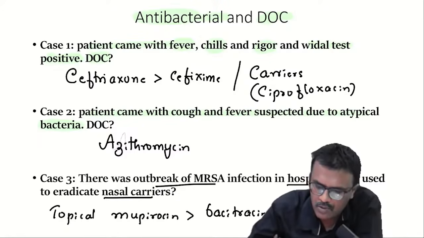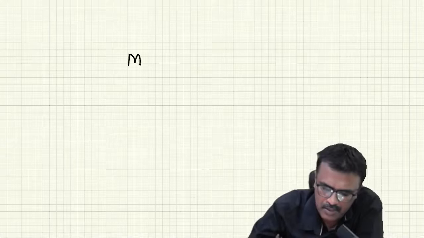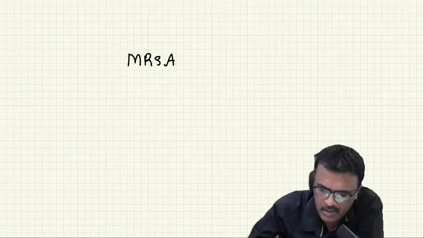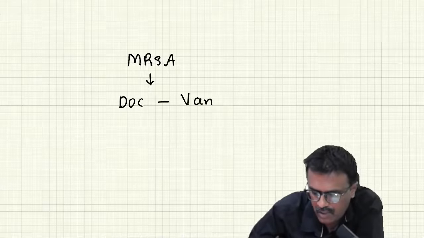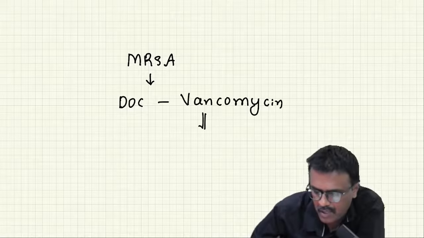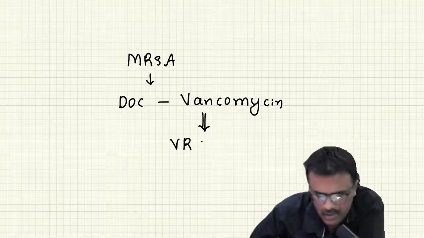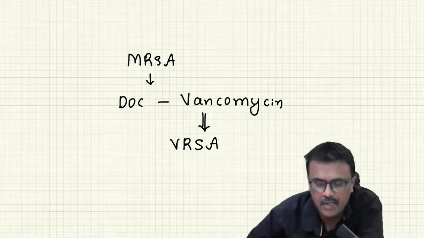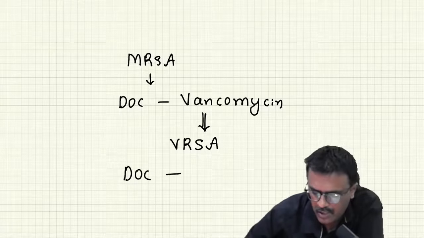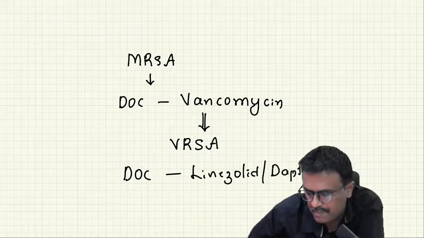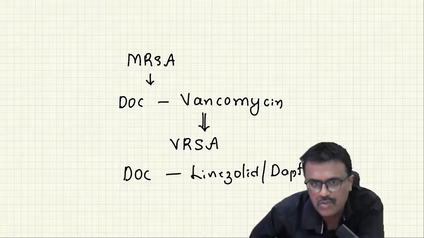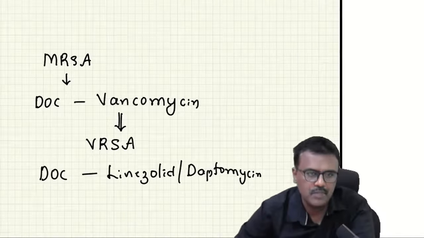Now the question is, how do you manage MRSA? Methicillin resistant Staph aureus. The drug of choice will be vancomycin. But certain times it will also become resistant, that is called VRSA. For VRSA, the drug of choice, either you can give linezolid or you can give daptomycin. So any of these two can be used. This is how we manage MRSA.